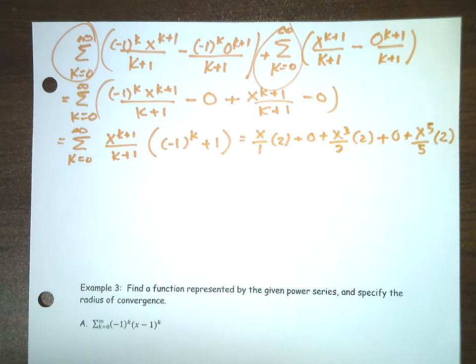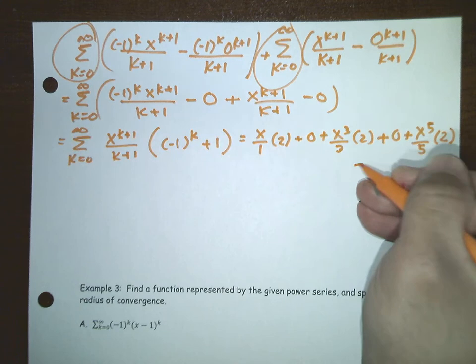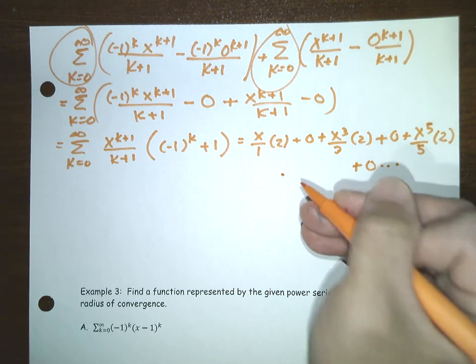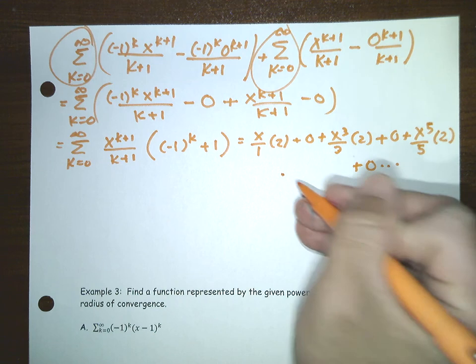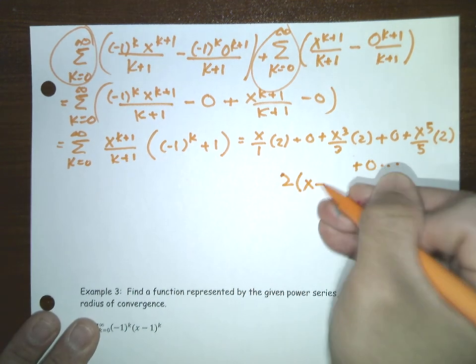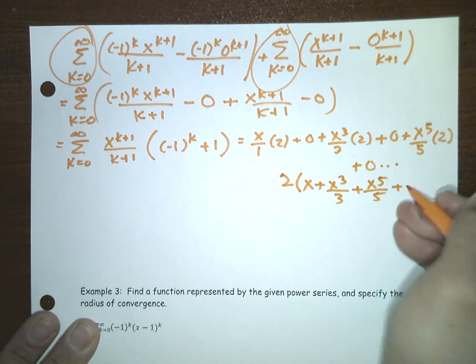All right, so hopefully this all is okay with all of you. And then the next term is 0. So this isn't that difficult of a series to write out, right? It's actually 2 times x plus x to third over 3 plus x to fifth over 5, and so on.